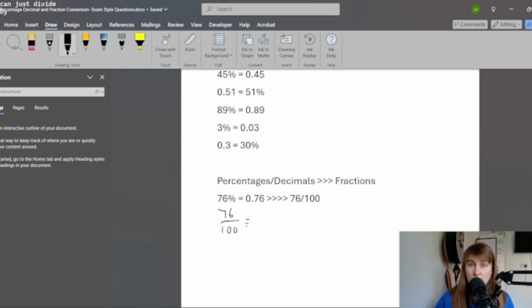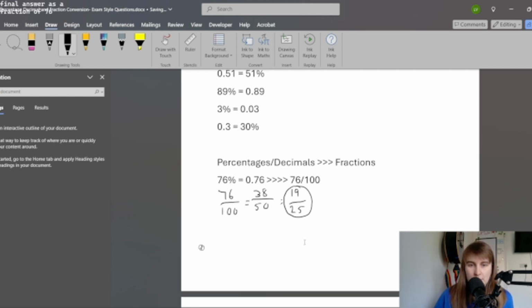So whenever you see two even numbers, you know that they both have a factor of 2. So we're just going to do that for the time being. So 76 divided by 2, we won't waste too much time calculating it, but that will give us 38. And then 100 divided by 2 is 50. Now again, they're both even, so I can do the same process again. So 38 divided by 2 is 19, and 50 divided by 2 is 25. So 19 is prime, so we can't go any further than that. 19/25 would be our final answer as a fraction of 76%.